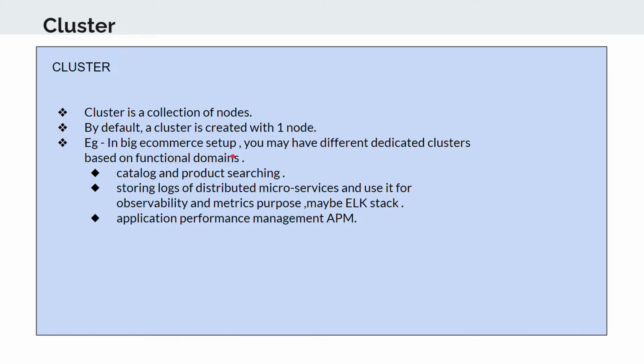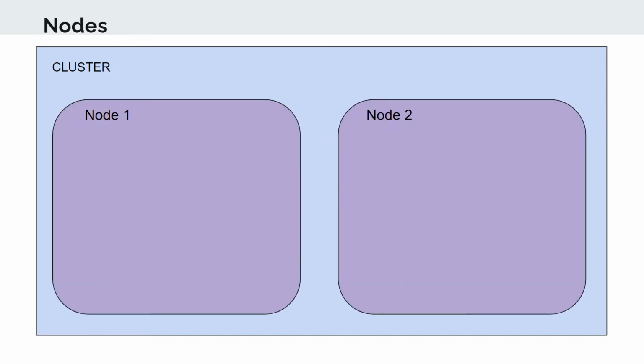In e-commerce setups, you may have different dedicated clusters based on functional domains. For instance, there can be one cluster storing the catalog and all its products in it, and the same can be used for searching products in the e-commerce application. Similarly, there can be another cluster storing all the logs of distributed microservices that you have in the application, and you may use it for observability as well as metrics purposes, maybe via the ELK stack. Application performance management, also called APM, is another use case.